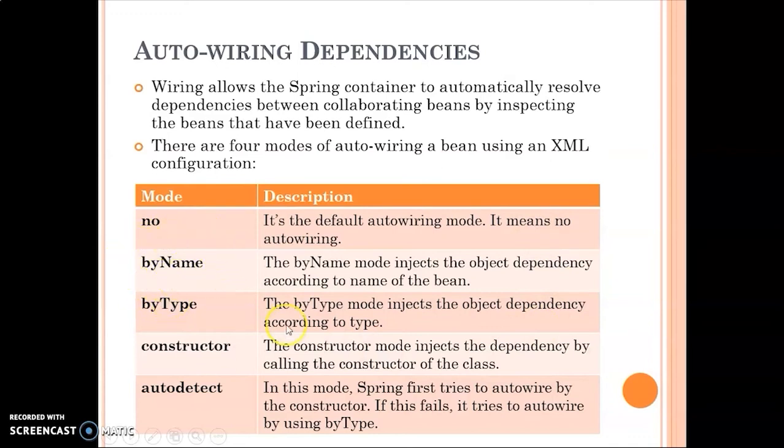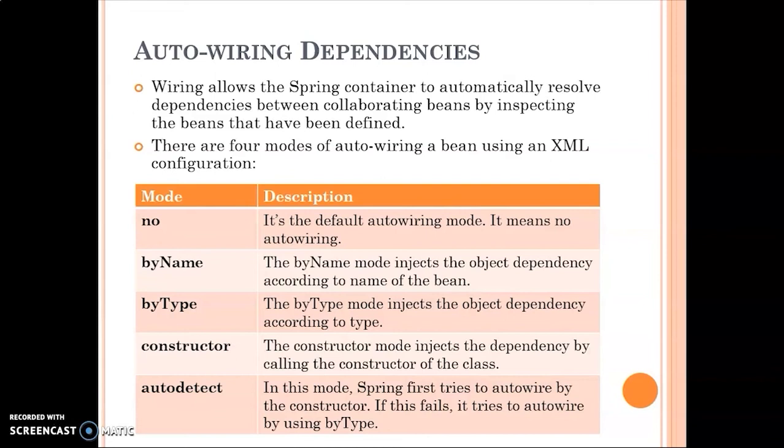Another one is byName, wherein in the XML file we add an attribute that says autowiring byName, which means that the dependency will be according to the bean name. So it will match the bean name and it will add the dependency to the class.